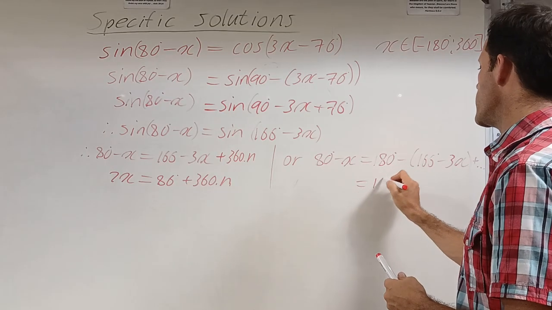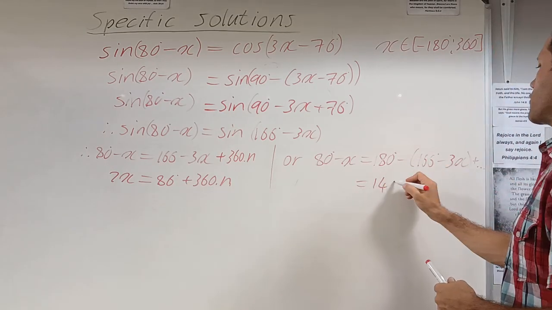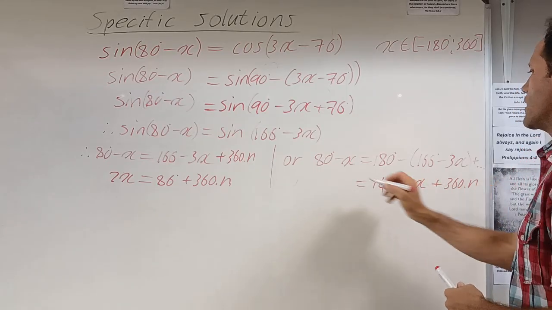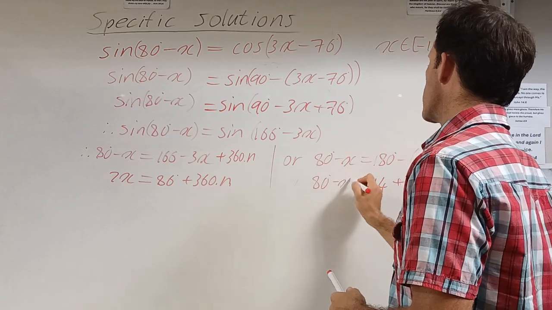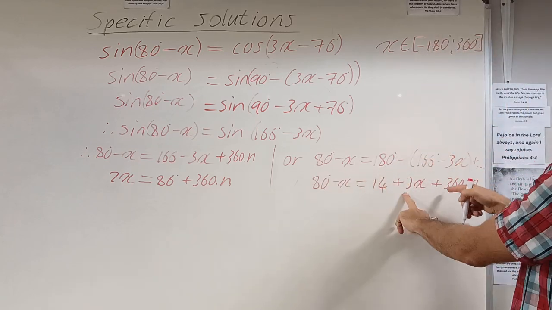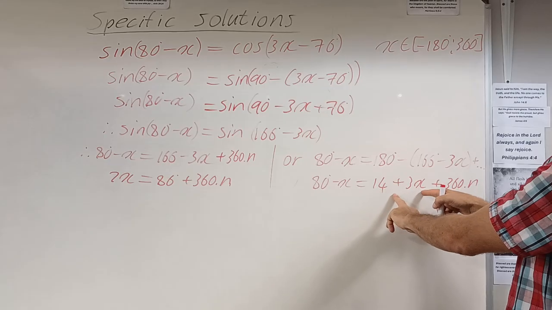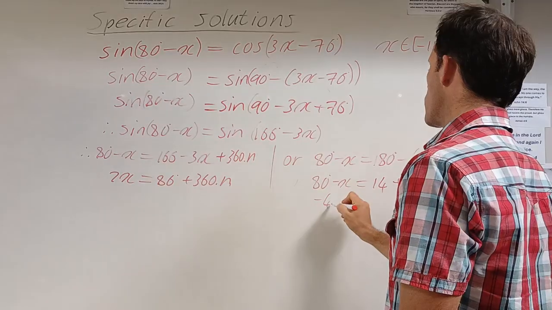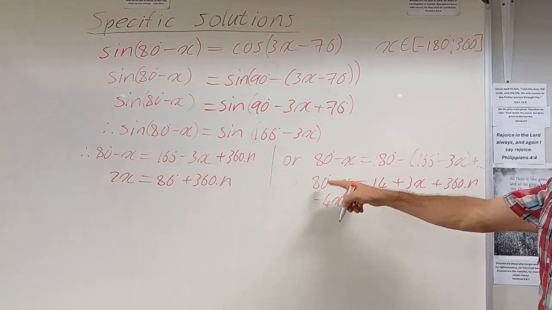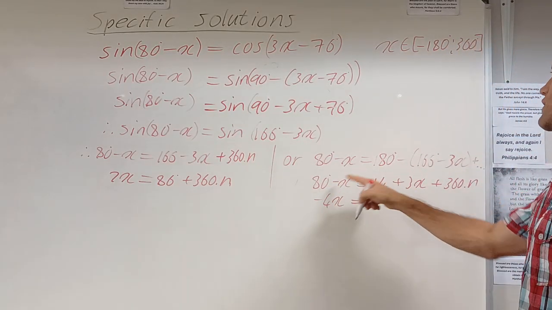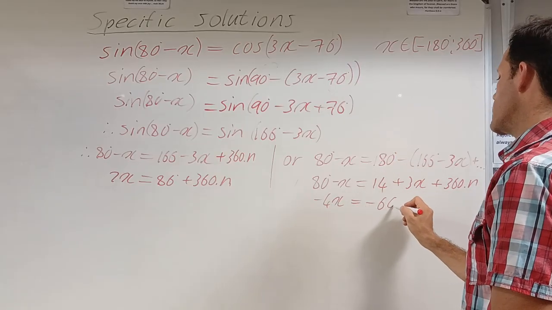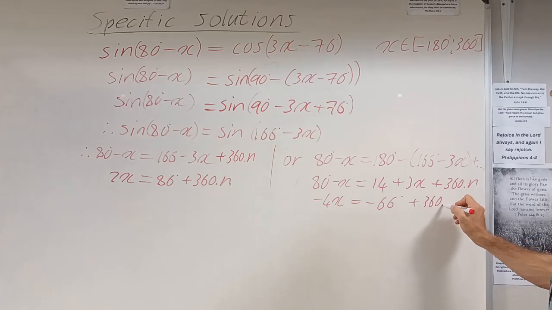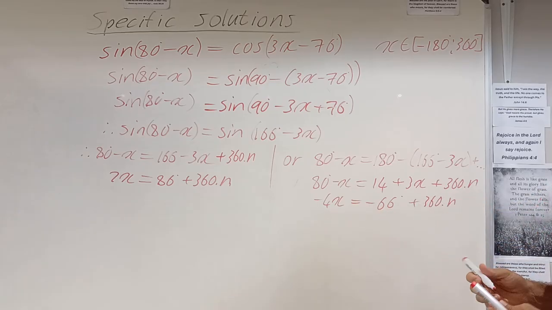And then for this one, if you multiply the negative in, you're going to have 180 minus 166. That gives you 14. And then the minus and the minus gives you plus 3x, plus 360 times n. And here just the 80 minus x. So here we multiply the negative in. Then we take the 3x over, so it's negative x minus 3x. So we get negative 4x equal to, and then take the 80 over, so it's 14 minus 80, so it's minus 66, plus 360 times n.